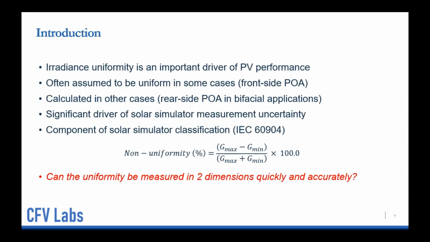One way to classify uniformity, or also non-uniformity, is through the equation shown here. This is just basically from the IEC 60904 standard. And this is a metric to classify the non-uniformity of irradiance incident on some plane. So this is used for solar simulator classification. You can also use a metric to characterize the overall uniformity in any other environment.